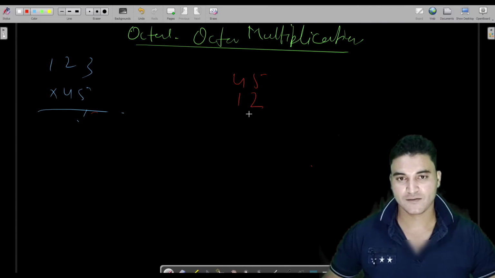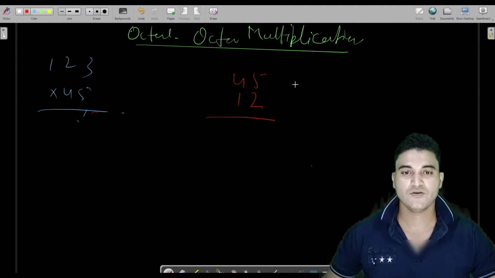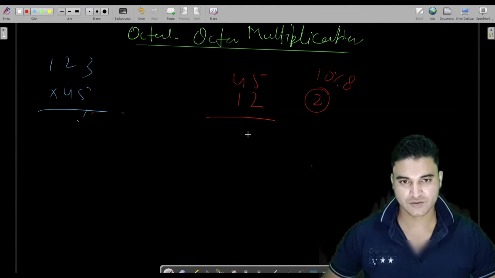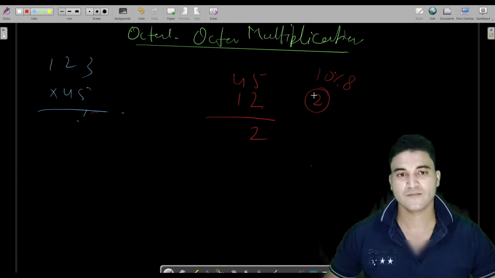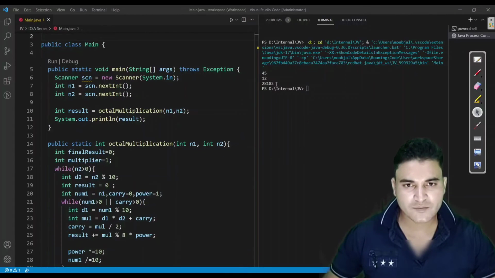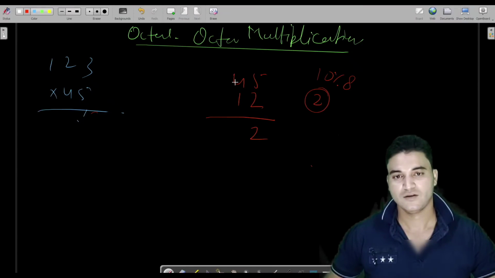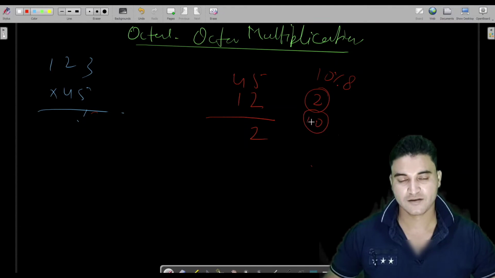So 45 and 12. 2 into 5 is 10. Remainder with 8, remainder is 2. We have written 2. Is it getting 2? Yes, it is getting 2. So 2 into 4. What did we provide as the input? 45 and 12. Fine. 2 into 4, 8 plus 2, 10. We are getting 10.